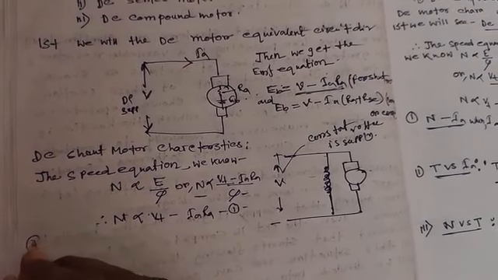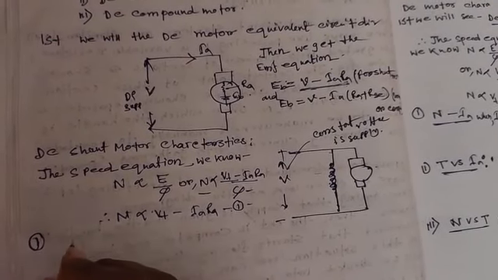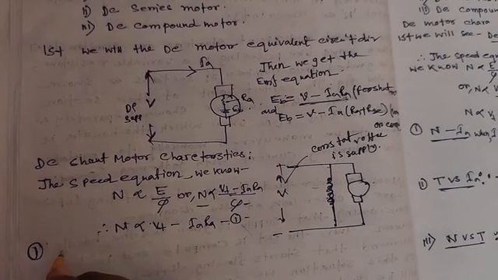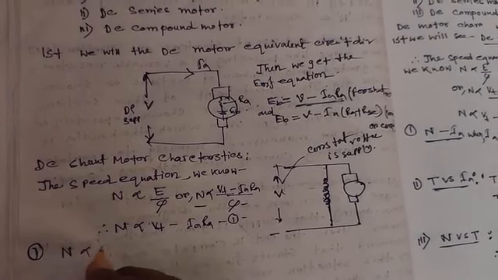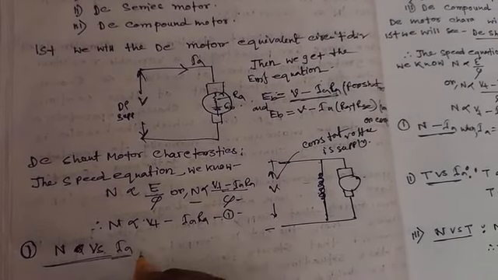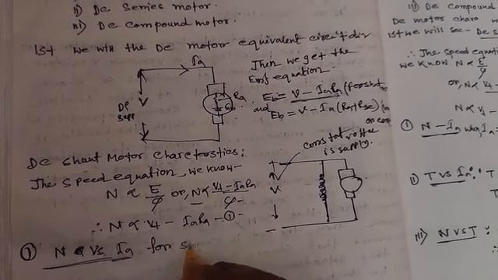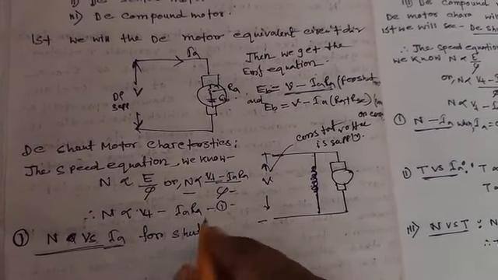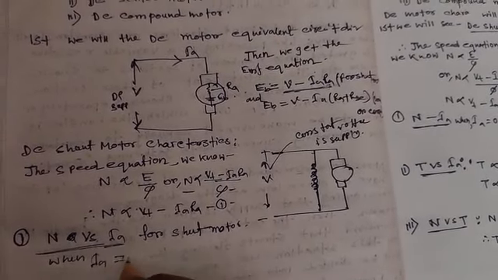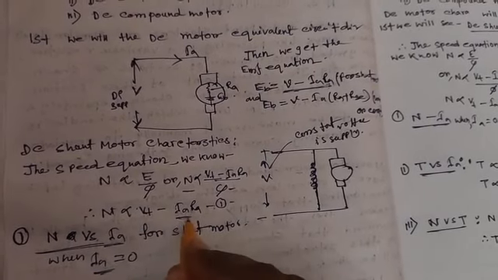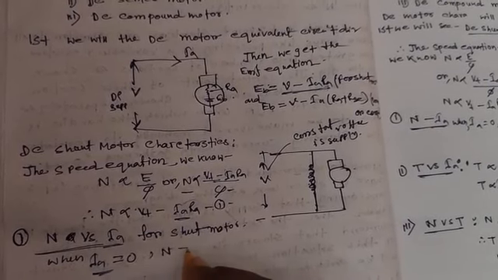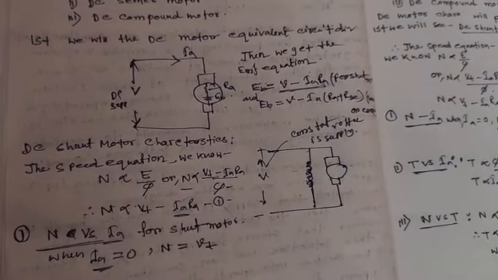Then we plot the characteristics. First we will discuss speed versus armature current for the shunt motor. When the armature current Ia is equal to 0, at that point we can write N is equal to Vt.